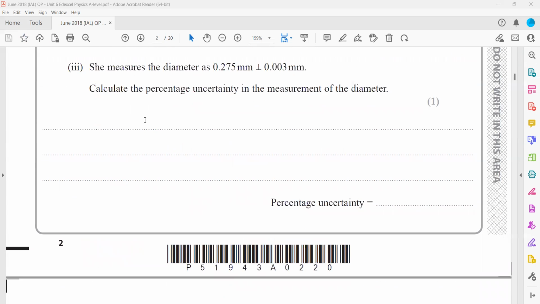She measured a diameter which has the value of 0.275 with an uncertainty of 0.003. Calculate the percentage uncertainty. So percentage uncertainty is the uncertainty, which is 0.003, divided by the value recorded, which is 0.275, times 100. So this will be 1.1%.